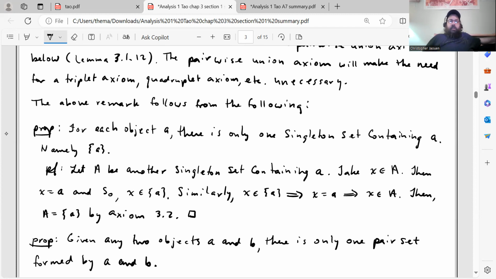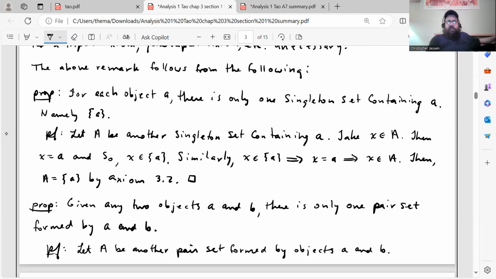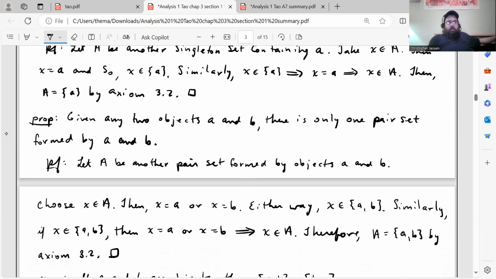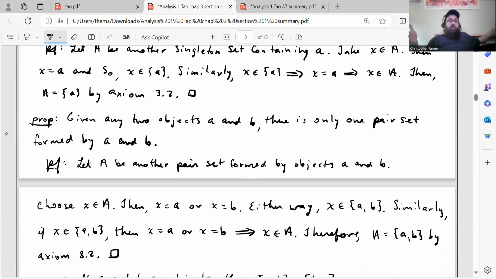Similarly, X, an element of the singleton set containing A, implies X equals A, and therefore X is also an element of the set A. Then that means that A equals the singleton set containing A by axiom 3.2, by equality of sets. Right. So here's another proposition that he states without proof, and he asks the reader why.